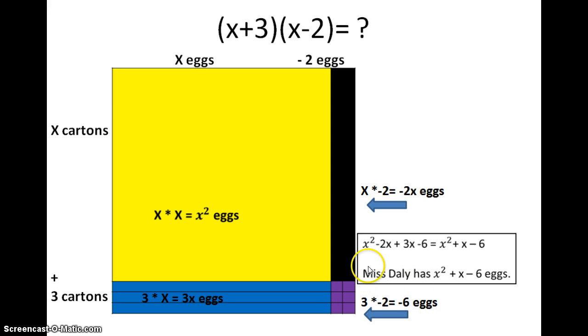So let's put all that together. X squared minus 2x plus 3x minus 6. We'll combine negative 2x plus 3x to give us 1x. So all told, Miss Daly has x squared plus x minus 6 eggs.